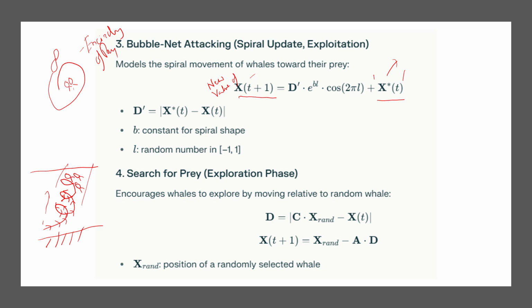And this step will be followed if your value of p, probability, which is a randomly generated number between 0 to 1, is greater than or equal to 0.5. Okay. Now how will you find this d prime? D prime you will find by deducting the previous value of x from the optimal value of x. This one and this one is same. This one and this one is same.